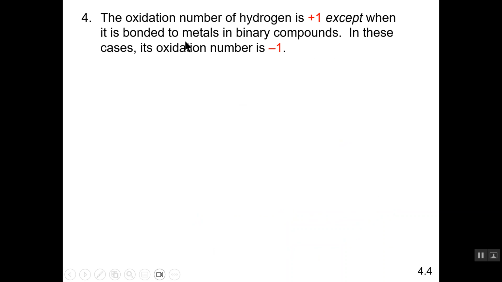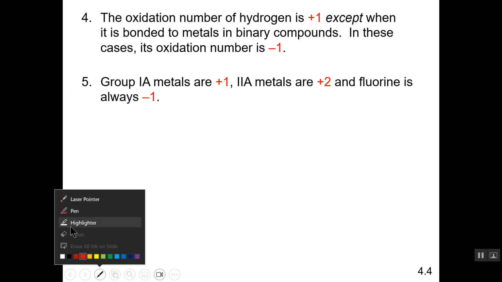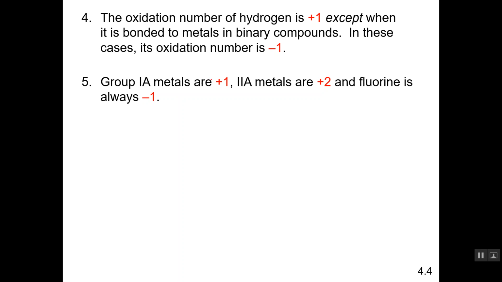Rule number 4. And this rule is specific for hydrogen. This rule says that the oxidation number of hydrogen is plus 1, but there are some exceptions again, and those exceptions will involve situations where the hydrogen atom is bonded to a metal. In those cases, the oxidation number is minus 1, all right? So for example, in the case of water, where hydrogen is bonded to an oxygen, so let me just give a couple of examples here.